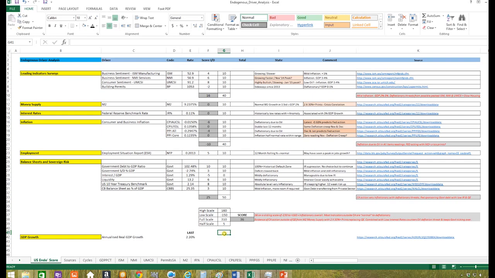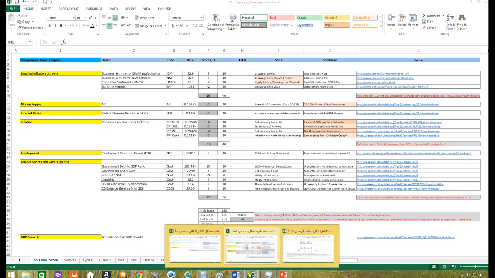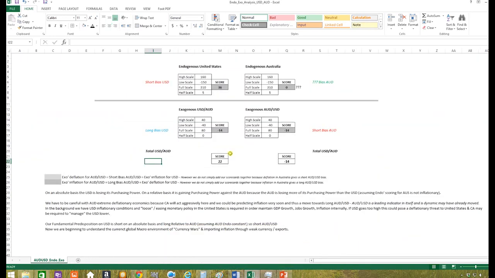So what happens when we put all of this together? Well, if you go to the download section and you download the spreadsheet Endo Exo Analysis US dollar Aussie dollar, we have everything put together here for you, and we'll go through this now and explain how it all works.